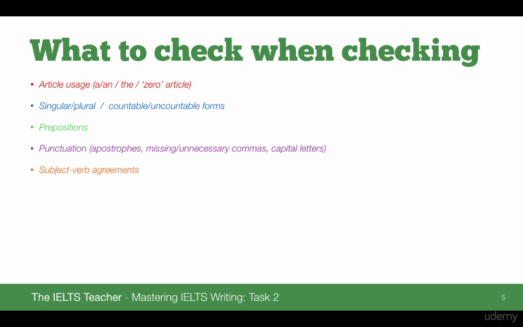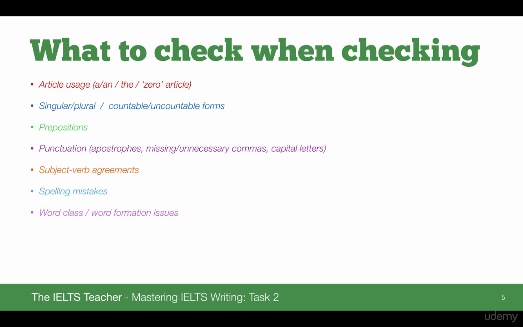Subject-verb agreements. This is the difference between he have and he has. Spelling mistakes. Again, sometimes hard to find because you've made the mistake in the first place, but when you're checking it again, you may be more focused and you may notice what's gone wrong. And again, these are the type of mistakes that can be corrected very quickly. You just cross out a letter, add a letter, and so forth.